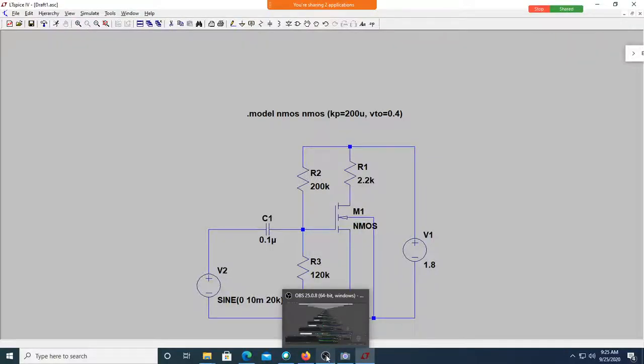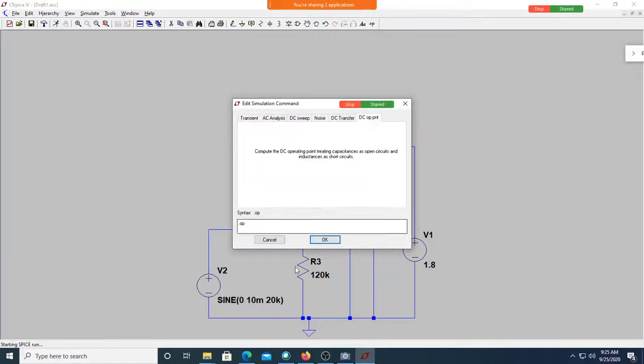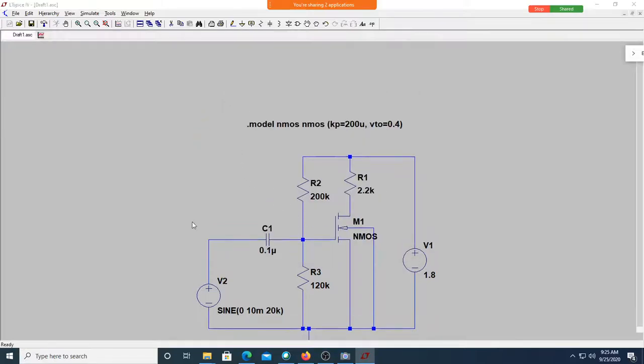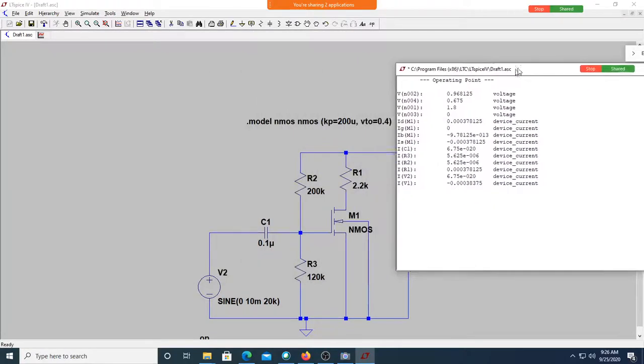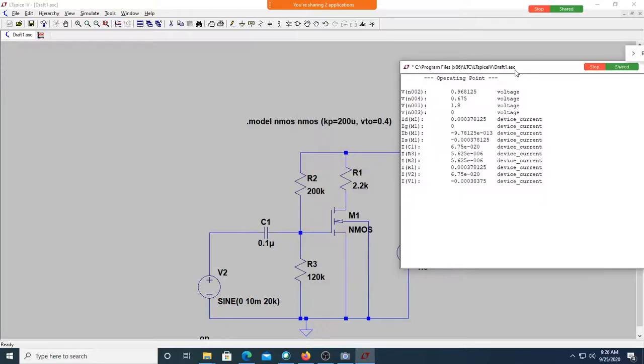I will do the simulation of this. Where is simulation? How do I do it? Okay, let me do dot op. What will this dot op give? How much is the current expected? Current.